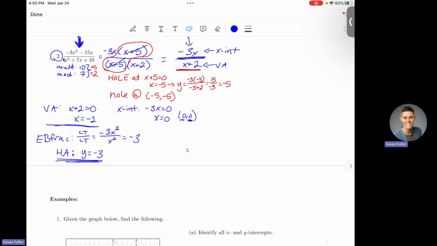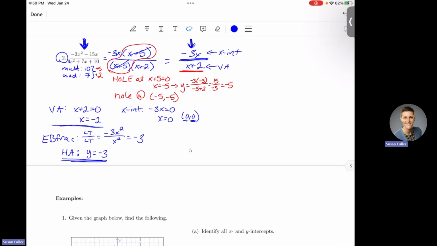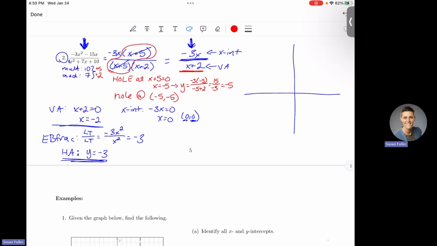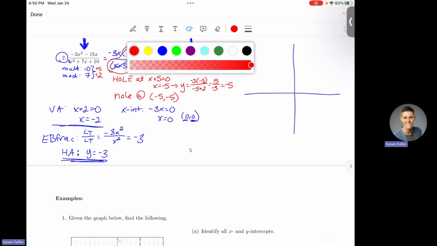And notice if you had used your simplified version, your end behavior fraction would be negative 3x over x. And again, that would simplify to negative 3 and you'd get the same result. Okay, so let's put all of this on a graph. All right, so I'm going to start with my asymptotes here. I've got a vertical asymptote at x equals negative 2.